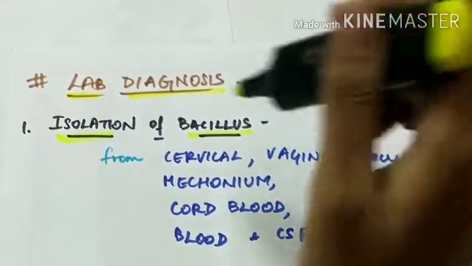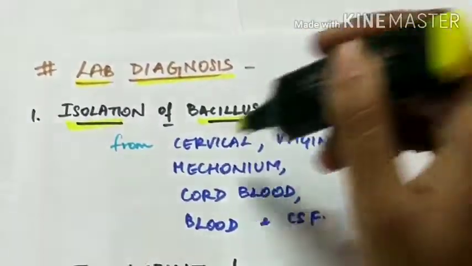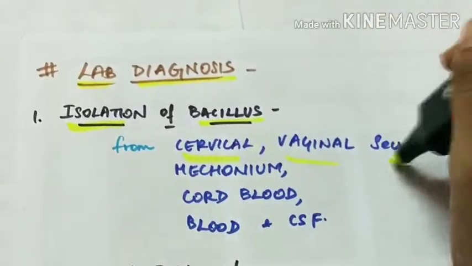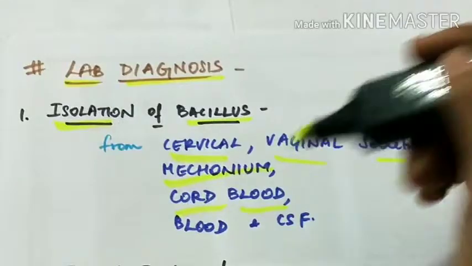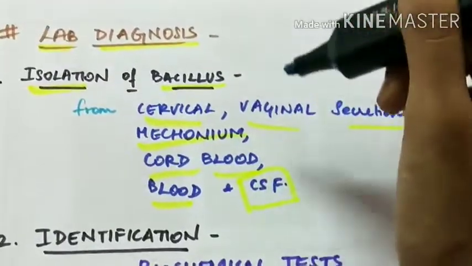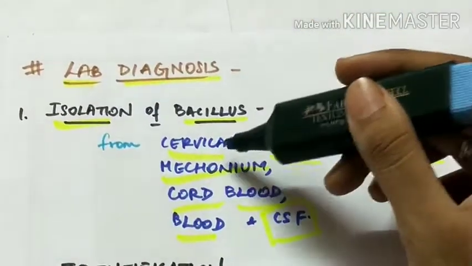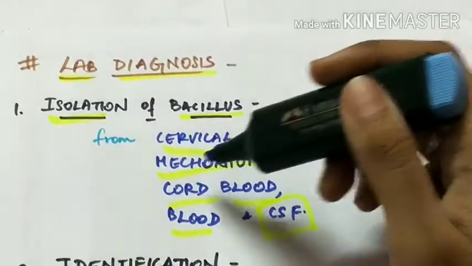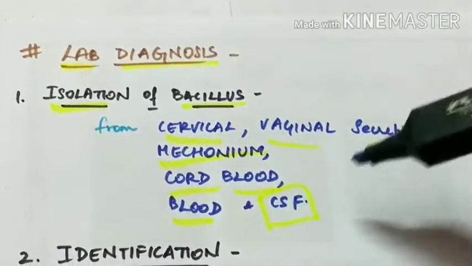Coming to the lab diagnosis. First is isolation of the bacillus. The bacillus is isolated from specimens which include cervical and vaginal secretions, meconium, cord blood, and cerebrospinal fluid. These are the common specimens used.